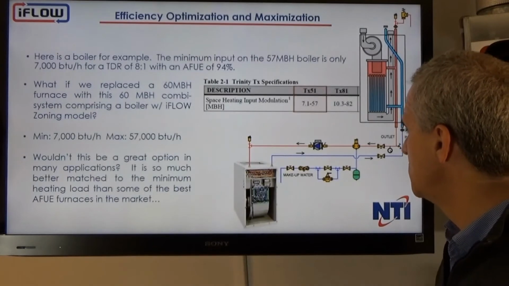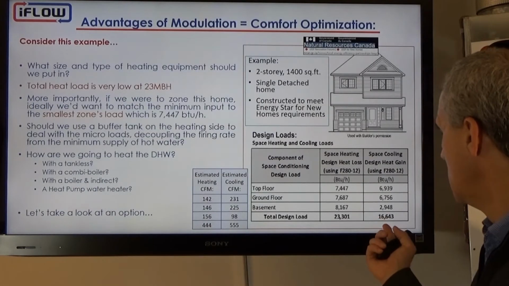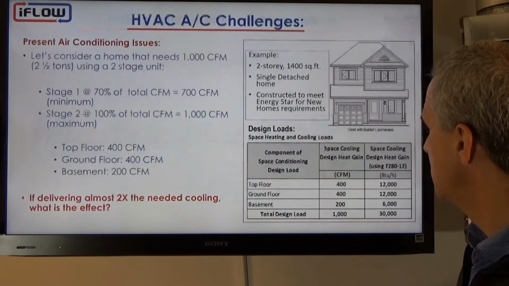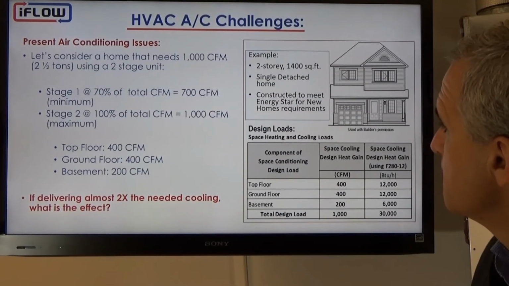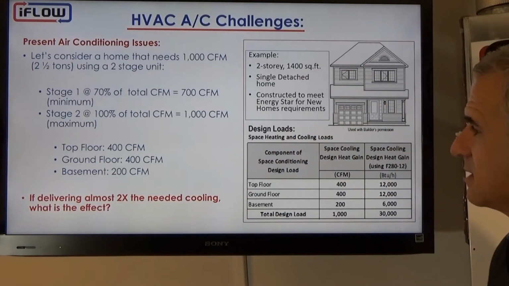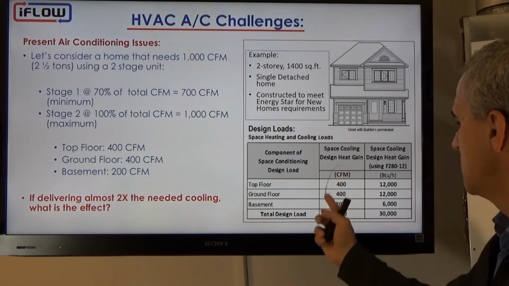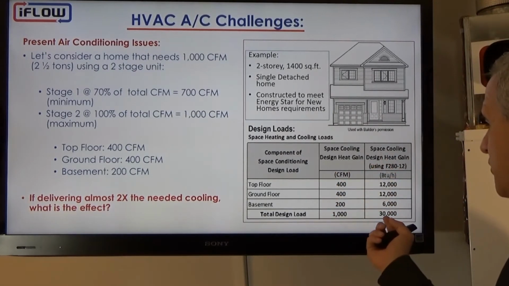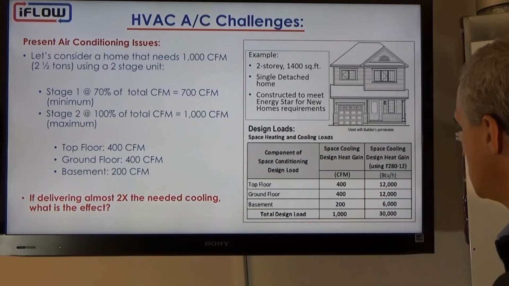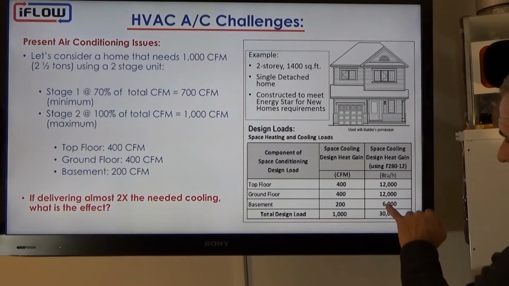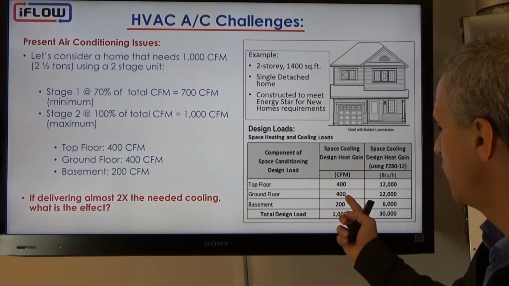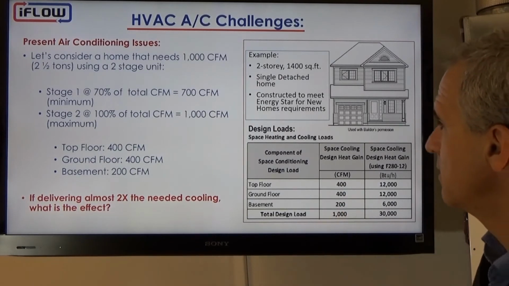So if we can go back to this system, so we need 1.5 tons, and I don't know if I have, let's see if I have a, yep. So let's look at this example. So now we have this, let's say we have a cooling load of 30,000 BTUs divided into these floors. So we need 1 ton, 1 ton, and half a ton for 2.5 tons of total cooling, 400, 400, and 200 CFM for a total of 700 CFM.